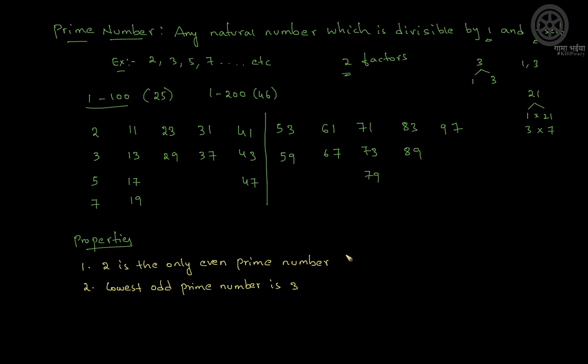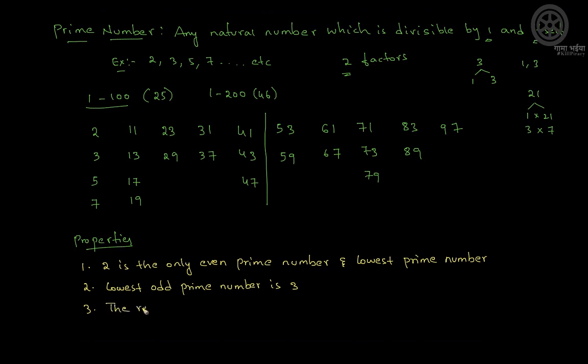Which is the lowest prime number? The lowest prime number is 2, right? It is the even prime number and the lowest prime number. Don't think that 3 is the answer, that is the lowest odd prime number. If we ask the lowest prime number, then the answer is 2. Even prime number, 2. Lowest prime number, 2. Lowest odd prime number, 3. Right? Understood? Right. Next, the third property.